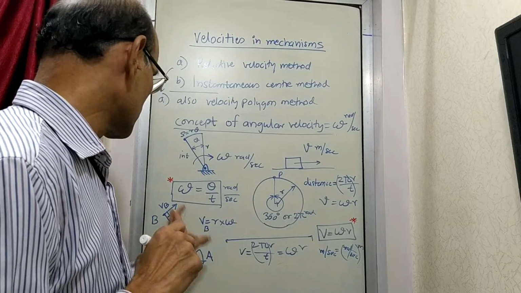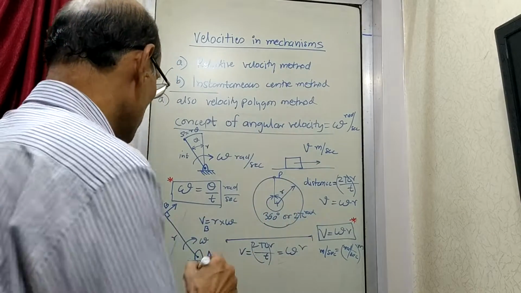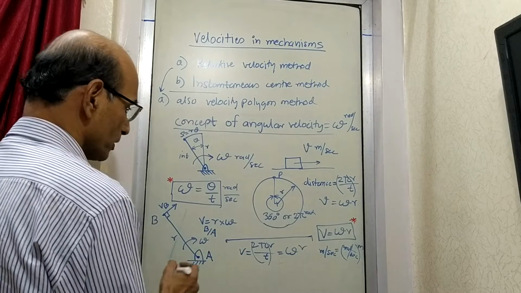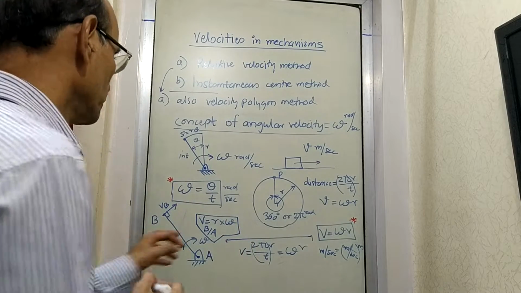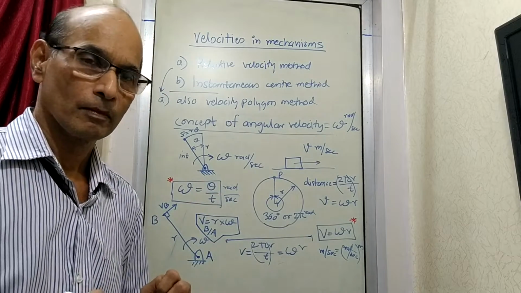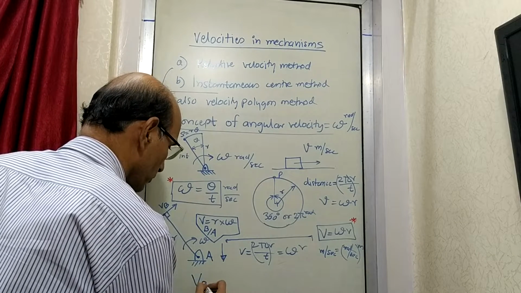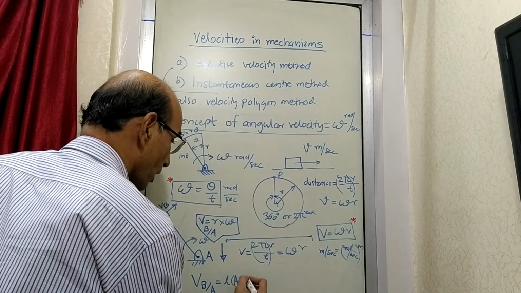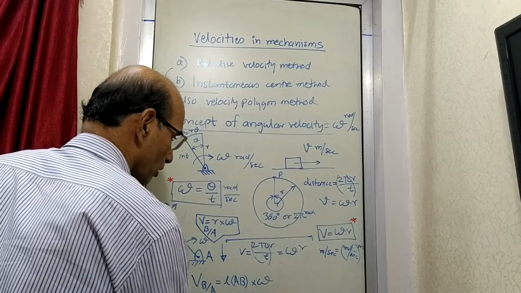Try to understand this concept, and also the concept of relative velocity which we have seen earlier. When you say it is B, it means it is the velocity of B with respect to A, which is a fixed point, and this becomes the correct way to write the equation. Velocity of B with respect to A is distance into angular velocity. The same formula is also written in a better way: velocity of B with respect to A is equal to length AB, since r is basically the distance, into angular velocity.